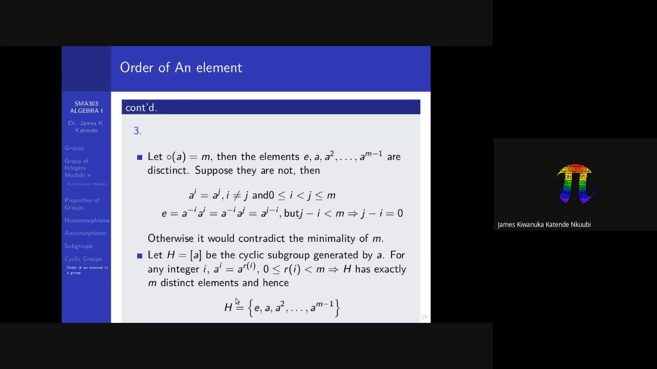So it means the cyclic subgroup generated by A will consist of exactly M elements. What we have shown is that if the order of A is equal to M, then the cyclic subgroup generated by A will consist of exactly M elements. So the order of the cyclic subgroup generated by A is equal to the order of A. So we need to prove a converse. The converse now should be: if the cyclic subgroup generated by A has exactly M elements, then the order of A will also be equal to M.